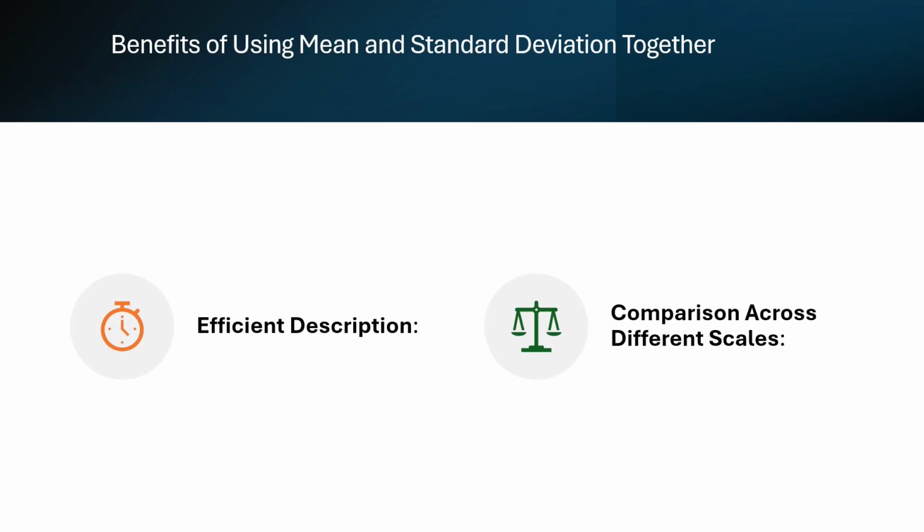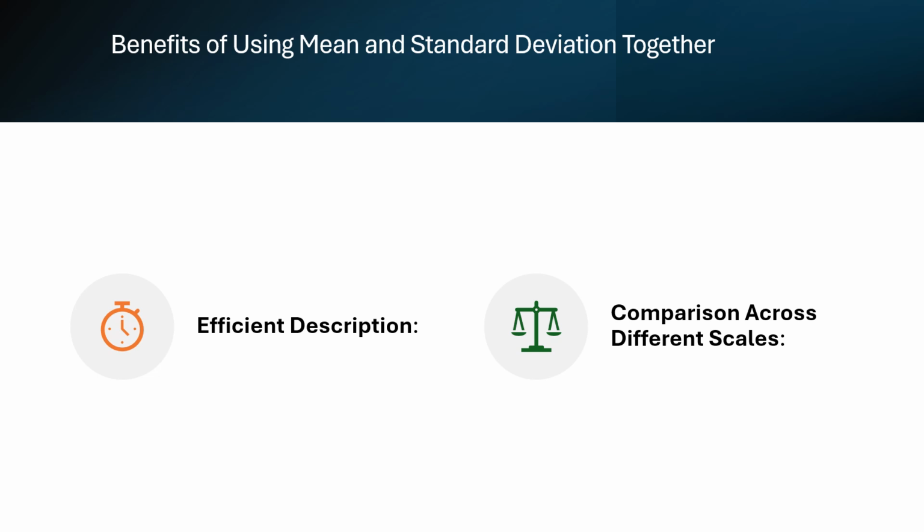So what are the benefits of using mean and standard deviation together? A more effective description. By using just the mean and standard deviation, you can effectively describe the entire distribution of recovery times. For example, if the mean recovery time is 10 weeks and the standard deviation is 2 weeks, this tells us that most patients recover within 8 to 12 weeks.